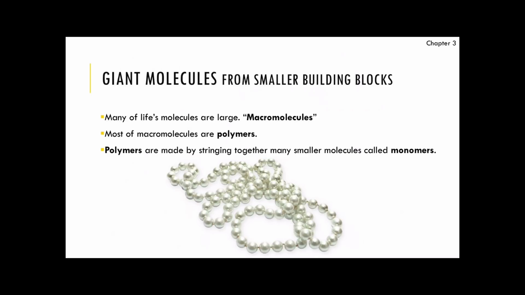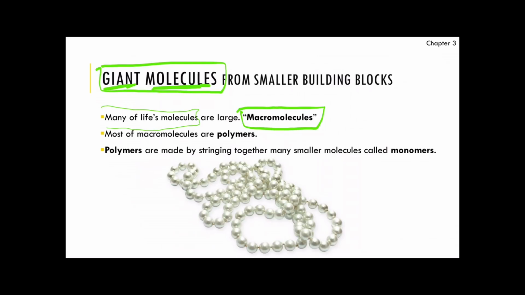Now that we know why carbon atoms are the lead players in the chemistry of life, we can now discuss the types that it makes. So, giant molecules, بالعربي نسميهم الجزيئات الضخمة. الجزيئات الضخمة. And they're called macromolecules. Many of life's molecules, أغلب الجزيئات اللي نستخدمها في الحياة, are actually large. يعني حجمها كبير. That's why we call them macromolecules.